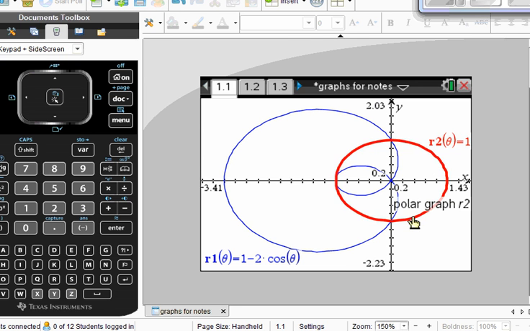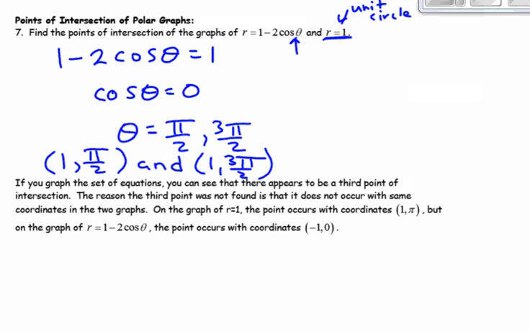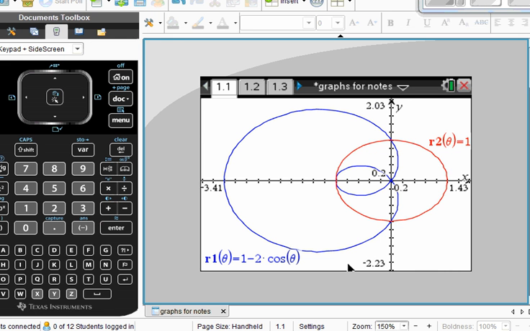Now notice that we found the points of intersection to be at (1, pi over 2) and (1, 3 pi over 2). So if you notice on this unit circle, pi over 2 would be right here. So that would be the point (1, pi over 2), and then 3 pi over 2 would be down here. So there's that point of intersection. Okay, but however, you can see right here is another point of intersection. So we're not able to find both of them.